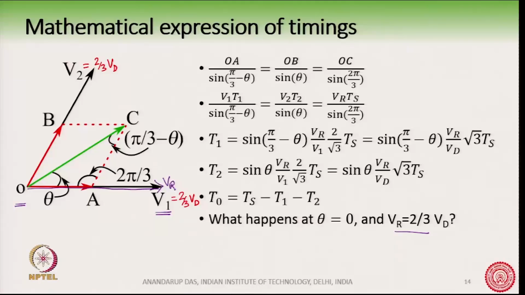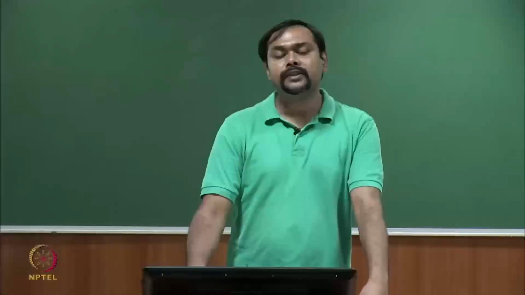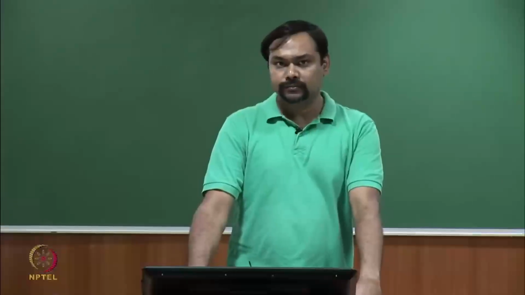And this can also be understood from this T1, T2 and T0 expression. If you put VR is equal to 2/3 Vd, you will find that T1 is equal to Ts and T2 equal to 0 and T0 equal to 0. Okay.